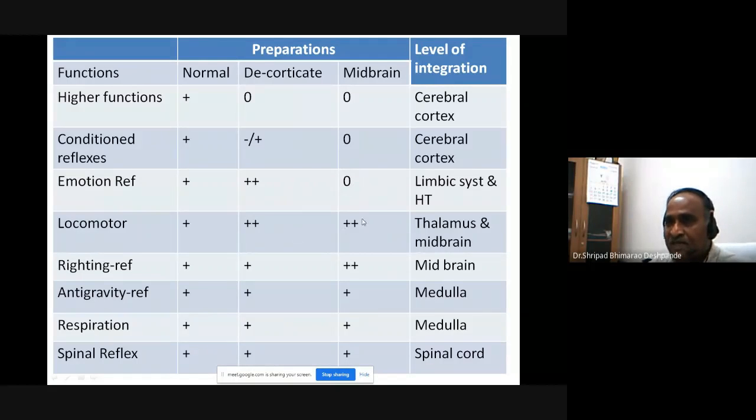The locomotor reflexes get exaggerated because these were carrying the inhibitory component. The righting reflexes are exaggerated. Anti-gravity reflexes are present, and respiration is not altered. The spinal reflexes may be exaggerated, so you get exaggerated reflexes, a sort of upper motor neuron type of lesion. This is what I have taken from Ganong; I have not altered anything, but anyway, I feel the spinal reflexes are exaggerated.